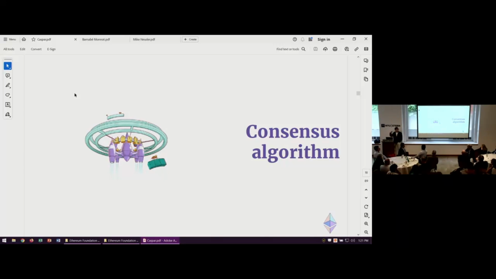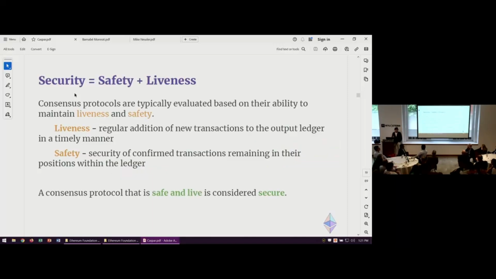Let's go into some of the more low-level specifics of how this actually works. Before that, I want to briefly introduce two properties that consensus protocols are typically analyzed through, one being liveness and the other being safety. Liveness refers to the fact that if there's a valid transaction, it should be included in the chain in a somewhat timely fashion.